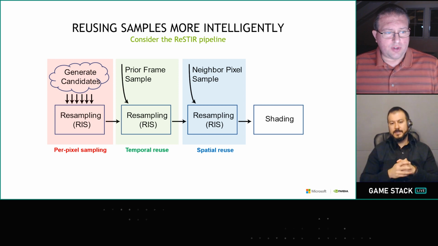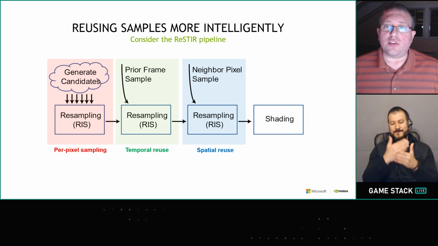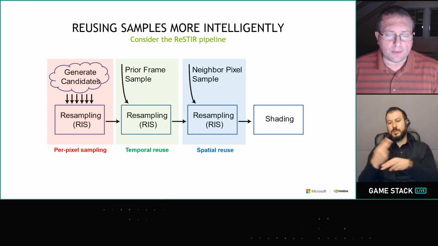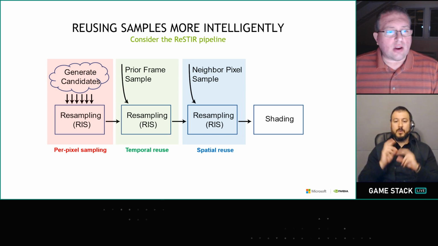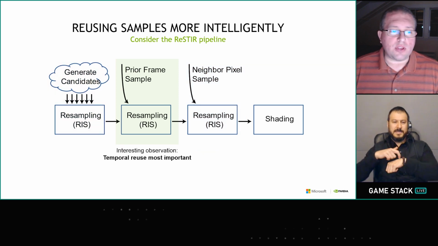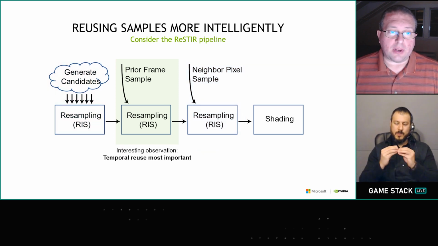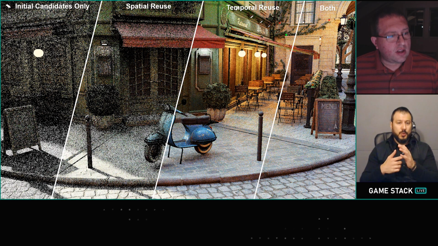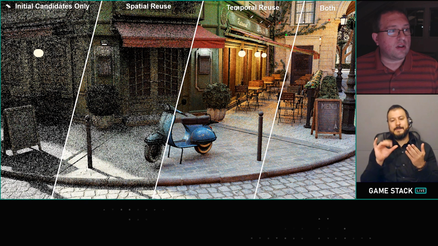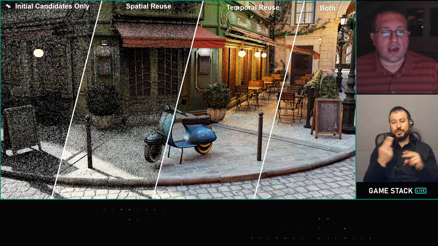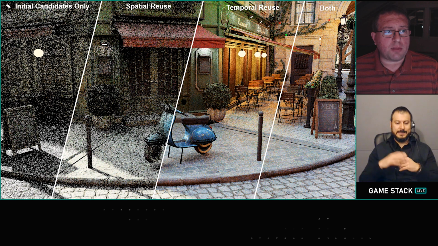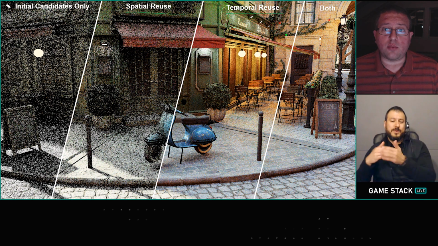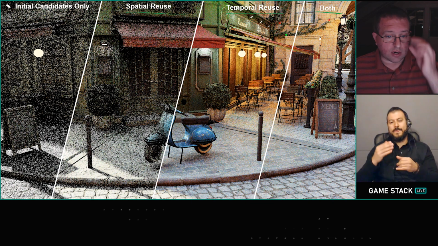So if we look at the ReSTIR pipeline here, it's sort of split into 3 phases. One for the current pixel, one to reuse temporally, one to reuse spatially. When we sat down and looked at this very carefully, though, we found out that the temporal reuse was way more important than spatial reuse. And to exemplify this, here's the same bistro scene where on the left we're using just the initial candidates. Then we have spatial reuse only here. Then we have temporal reuse only here. And then we have both spatial and temporal reuse on the far right.